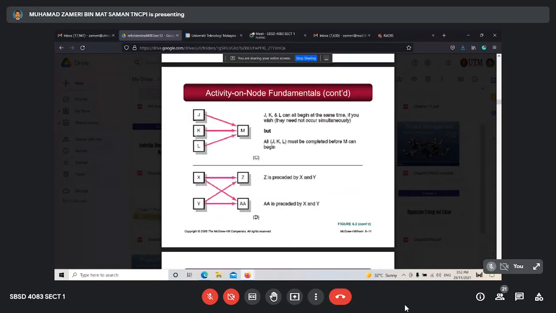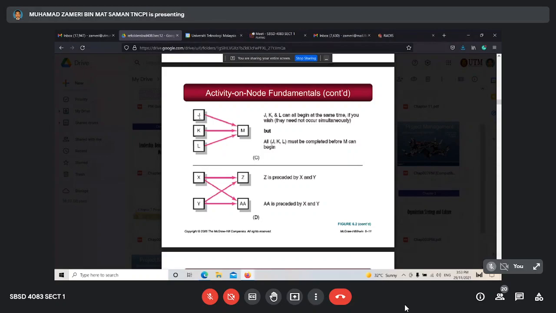This one, J, K, L, M. J, K, and L begin at the same time. But M cannot start if one of J, K, L didn't finish. That means M can only start when all three finish. If only K and L finish, but J still didn't finish, M cannot start.